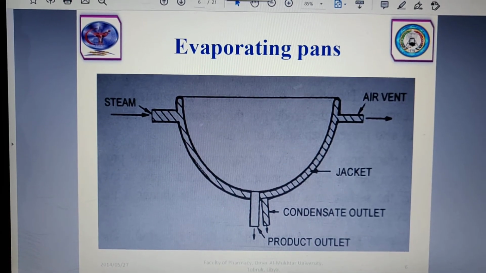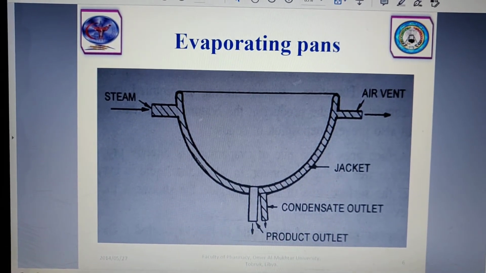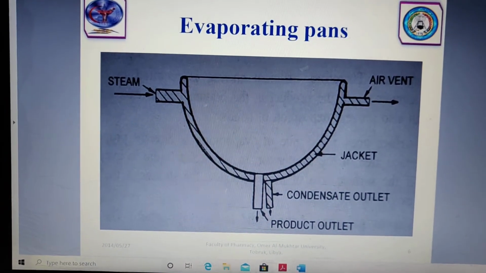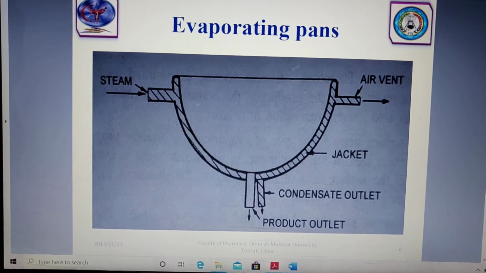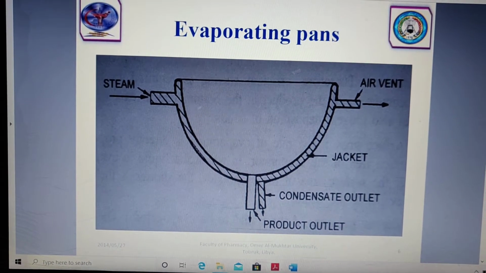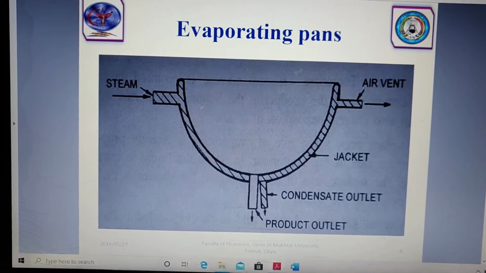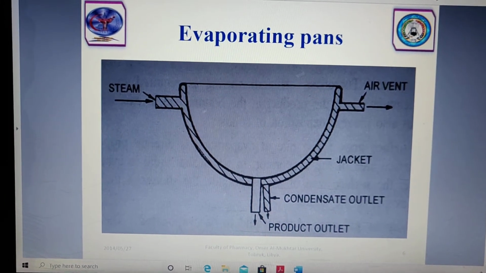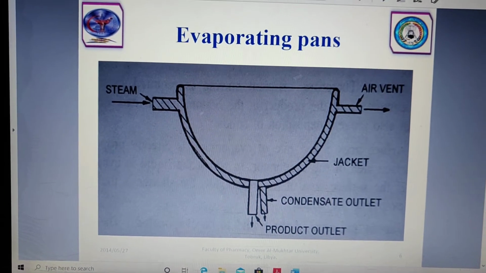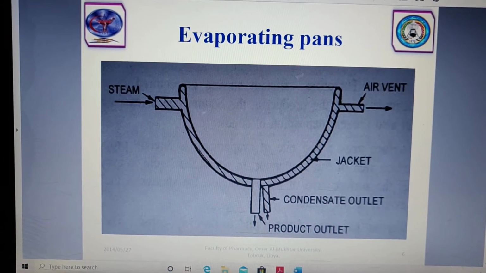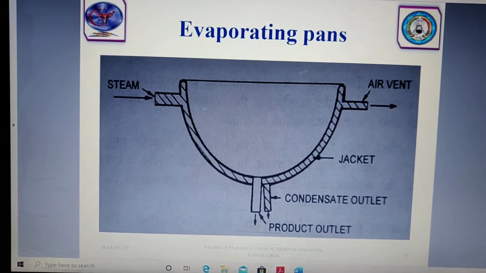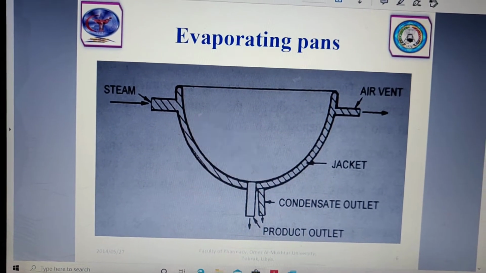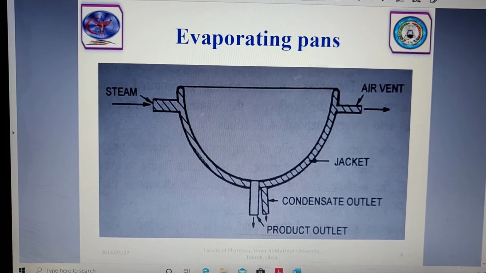So before discussing the principle, I'll just show you the diagram and tell you how it looks. It's hemispherical in shape, as you can see in the diagram. There is a steam jacket around the hemispherical pan. Outside, a jacketed area is there in which you will put water and boil it. Then there is an air vent to remove the excess vaporization, and then there is a condensate outlet and a product outlet. Up to 90 liters can be put here. If it is much more in quantity, then tilting of the pan becomes very difficult.